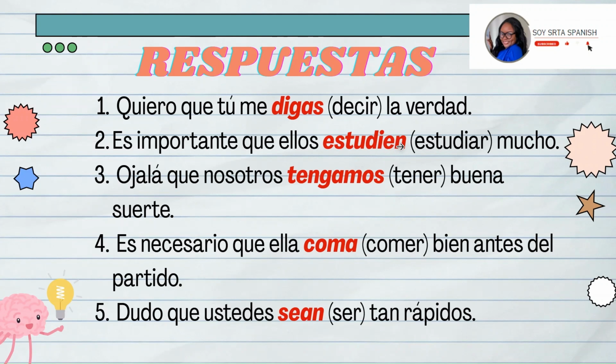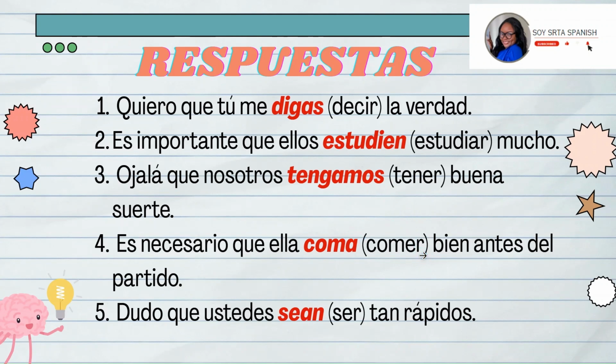Number three, ojalá. That is our setup word. Hopefully we have good luck. Tener in the yo form would have been tengo, and so it's mimicking that. Nosotros tengamos, using the same irregular stem from the present tense. Number four, it is necessary that she eats well before the match, partido. Comer, a regular ER verb, and so it's A for our ending, because in the present tense, there would have been an E here, and we're switching out the E's for A's, opposite.